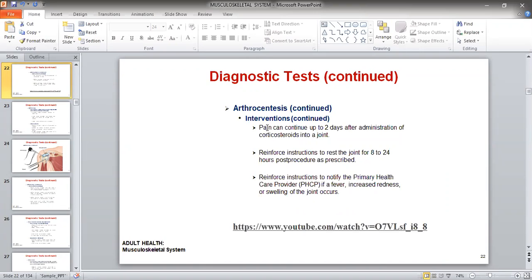Okay. And also instruct to notify the primary healthcare provider if the patient develops fever, redness, swelling, right? A little bit of swelling or tenderness, redness, signs of inflammation, is normal. But if there is pain, redness, swelling with fever, it means it is infected, and we have to inform the healthcare provider.